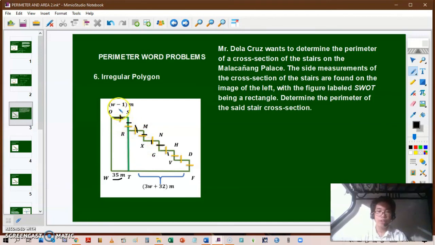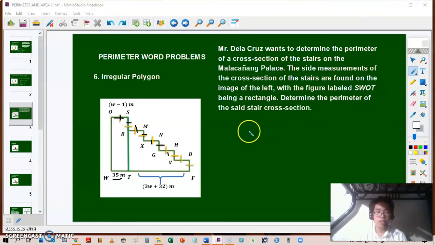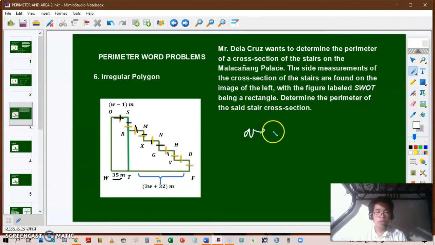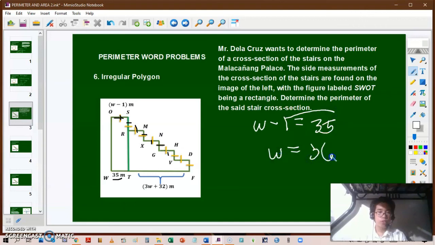So we have here W minus 1. That means the measurement of each of these sides is going to be 35, so that's going to be W minus 1. The formula for that is W minus 1 is equal to 35, and therefore we only have to transpose 1, so W is equal to 36. So that means the value of W is equal to 36.